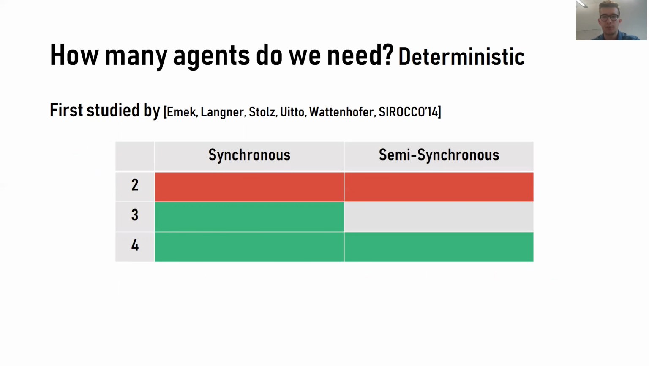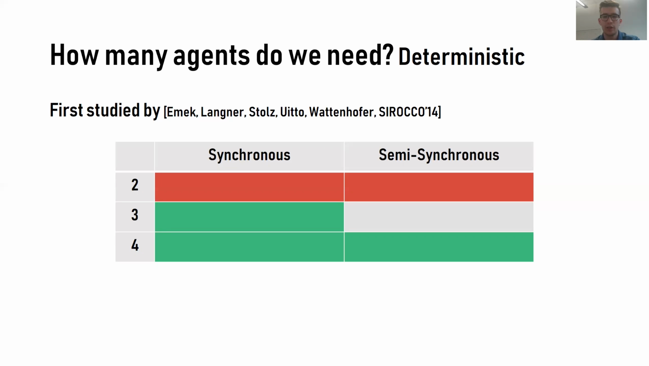Now, another angle of approaching this problem, and the angle we're considering, is how many agents are needed. We do not care about how fast we find this treasure, but just the minimum number such that we can guarantee that we'll eventually find the treasure. This was first studied by Emek, Langner, Stolz, Witto, and Wattenhofer, who showed that in a synchronous setting, this cannot be done by two agents. One easy example to consider is having a line where if you have just one finite state automaton, it should be easy to see that this cannot explore the entire line, right? It can just wander off in one direction.